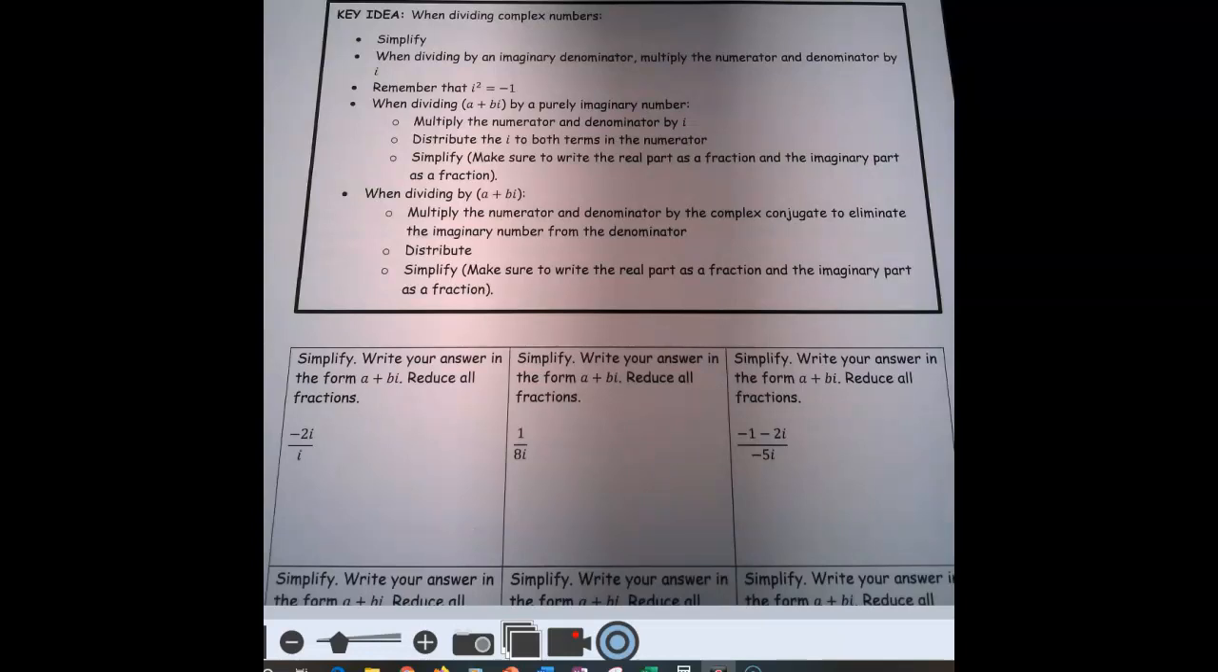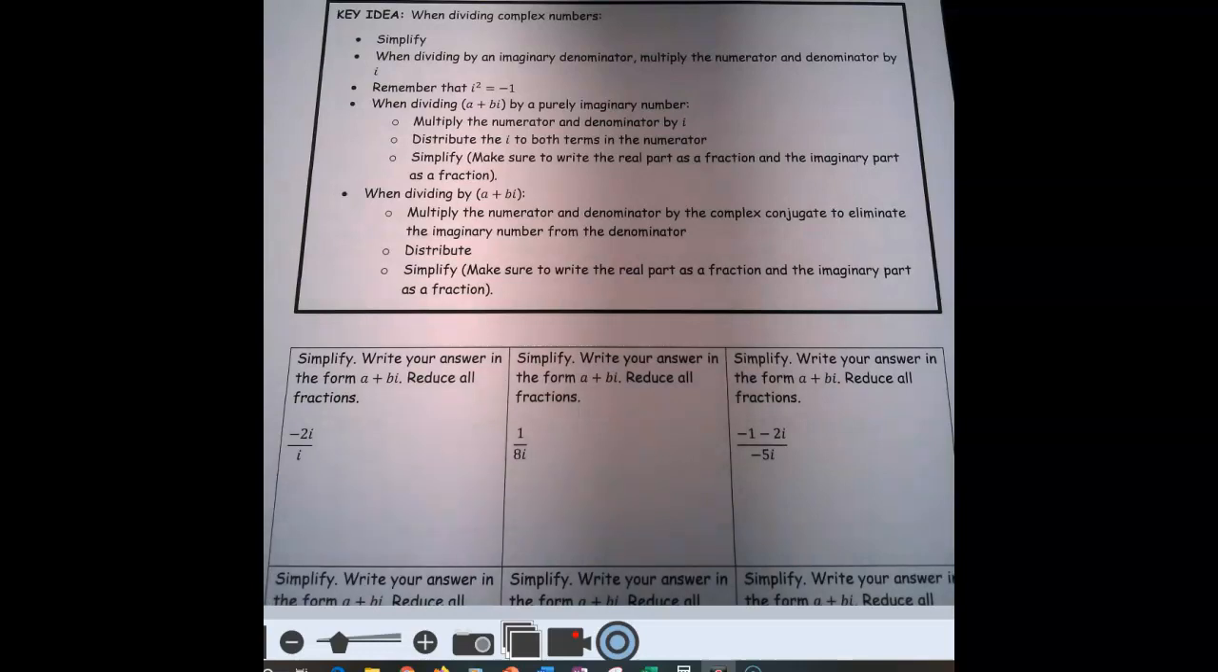All of this will come clearer as we do our examples. When dividing by a plus bi, you're going to multiply the numerator and the denominator by the complex conjugate to eliminate the imaginary number from the denominator. We don't want imaginary numbers in the denominator at all. Distribute when necessary and simplify, and again, make sure you write your real part as a fraction and your imaginary part as a fraction. So let's go ahead and get into it.